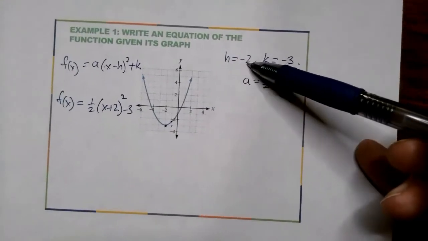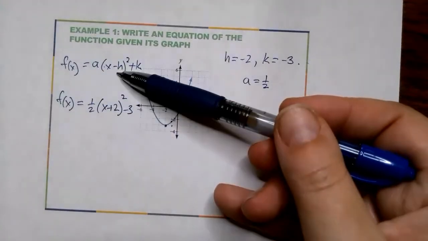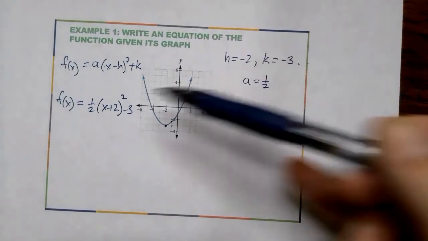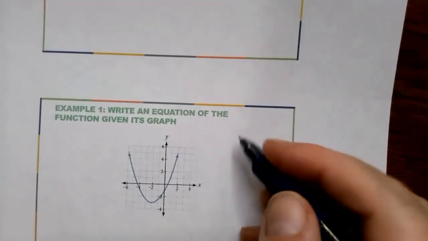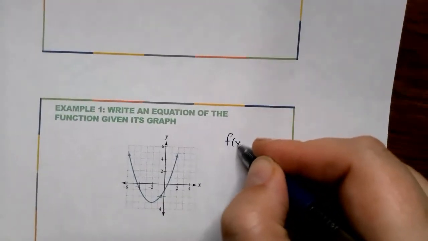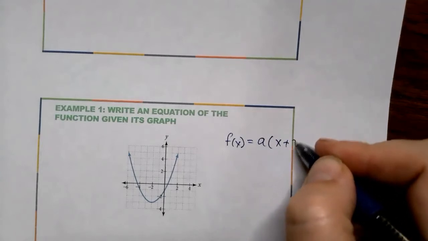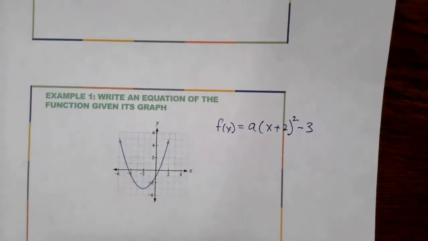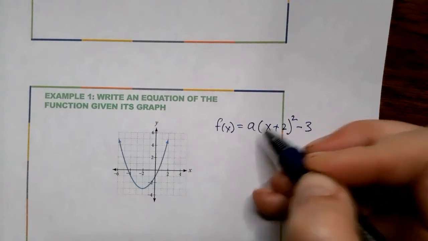So we already figured out our h and k. And what I'm going to do is rewrite this equation with our h and k already in place. Okay, so the equation is f of x equals a times (x plus 2) squared minus 3. Again, I want to find a.